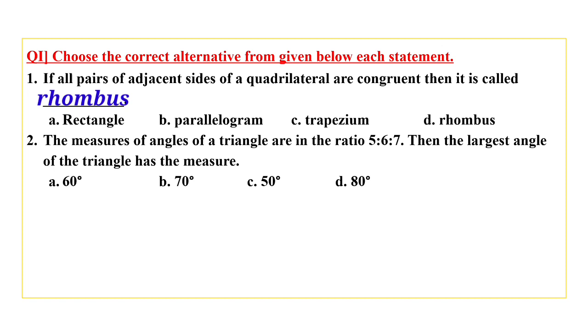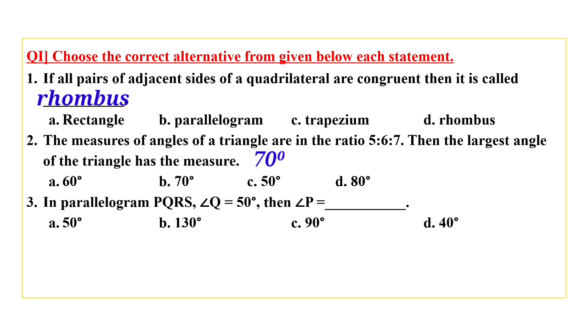Student, let's take the common multiple to be x. So 5x plus 6x plus 7x equal to 180 degree. The measure of all the angles of a triangle is 180 degree. So in total we get 18x equal to 180. x equal to 180 divided by 18, we get the value of x is 10. But the largest ratio given is 7. So 7x equal to 7 multiplied by 10, 7 tens are 70. So our correct answer is 70.